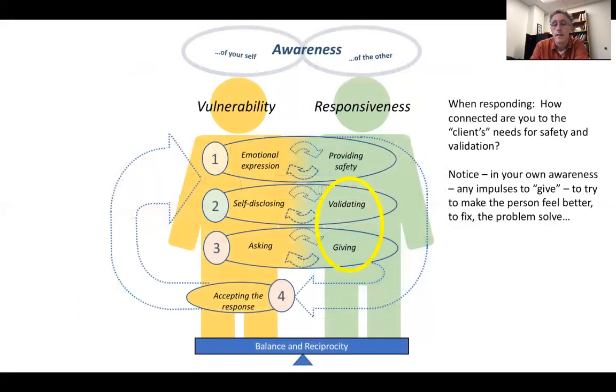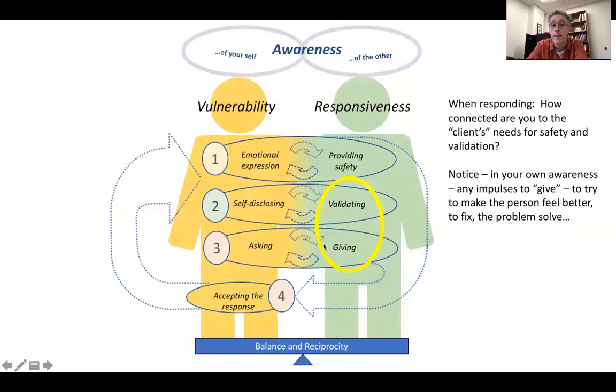What I want to highlight here is that when we're doing these exercises together, we want to be practicing working within these relations. And from the perspective of responding to somebody's self-disclosure, I'm going to encourage you all to keep a couple of questions in mind. When responding, how connected are you feeling to the client's needs for safety and validation, and how able are you to really focus on safety and validation?